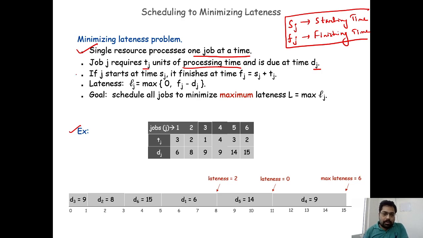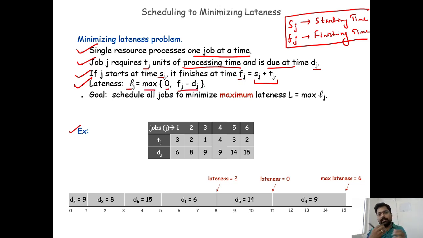So here for job j, Tj is the processing time. The due time is Dj. Next, for j, the start time is Sj and the finishing time is Fj. And Fj can be found using Sj plus Tj. Like the processing time and the starting time, we can find the finishing time also. And lateness, which we are going to discuss, the small lj, is the maximum of 0 and Fj minus Dj.